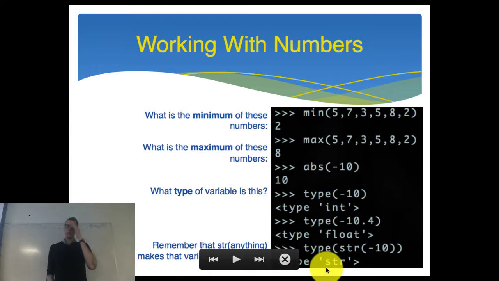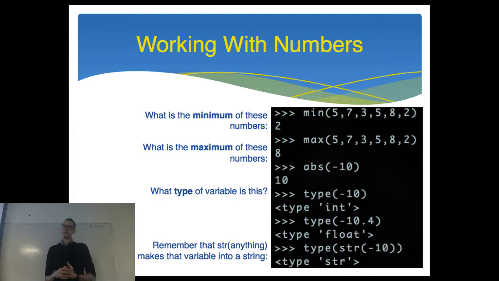That might seem a little weird, but what it means is rather than storing that as the number -10 to do maths with, to be able to add to other numbers and multiply, it's now stored as the minus letter, the 1 letter, and the 0 letter, like any other word.